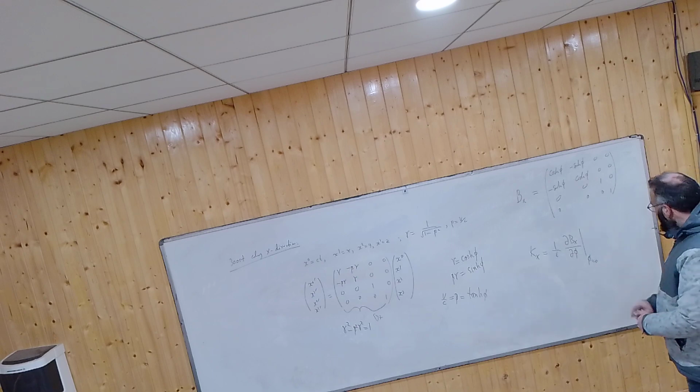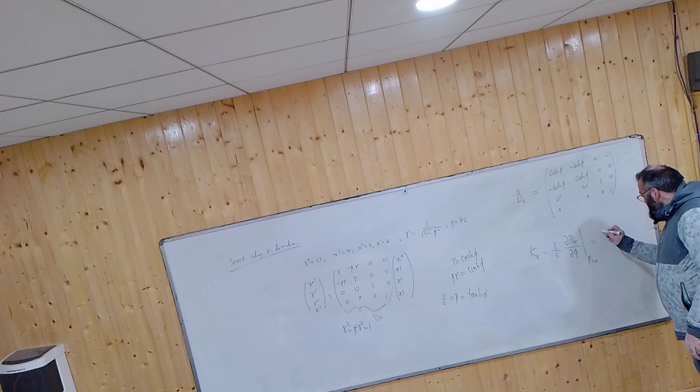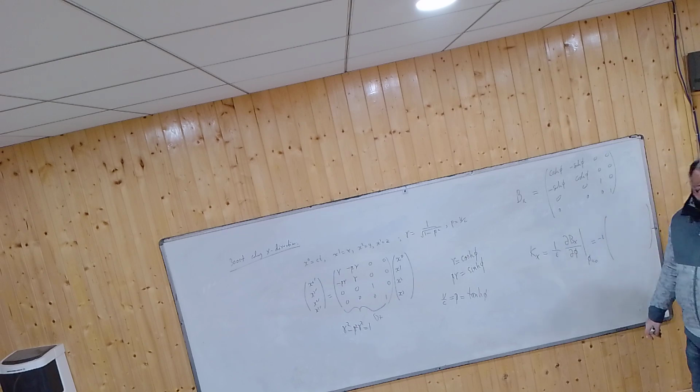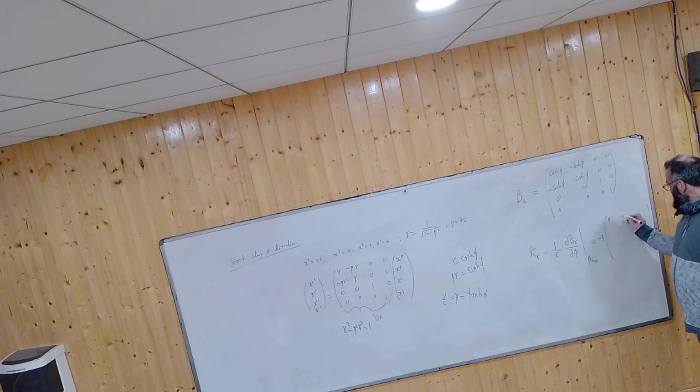Okay. So what will this be equal to? Minus i when you say. So, okay, it will be 0, minus 1, 0, 0, 0, 0, 0. So this is the boost generator for the Lorentz transformation along x direction. Clear? Everybody followed it?